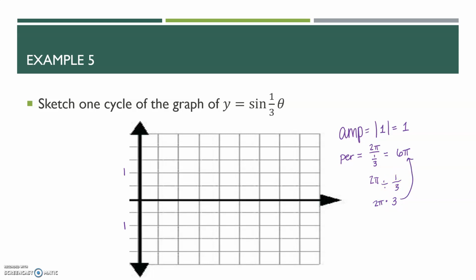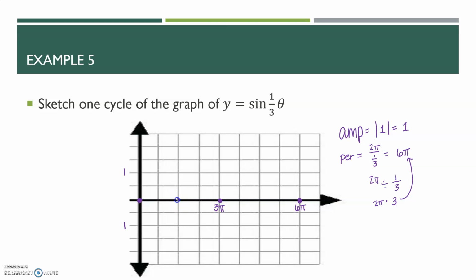All right, so if I'm graphing from 0 to 2 pi, I'm going to do this in 2 ways. I'm going to show the 1 cycle, and I'm also going to show 0 to 2 pi. Let's start with the 1 cycle. I know that I would start at 0, but I would end at 6 pi this time. All right, so I've got 0 to 6 pi. Halfway between that would be 3 pi.